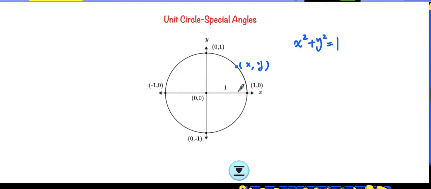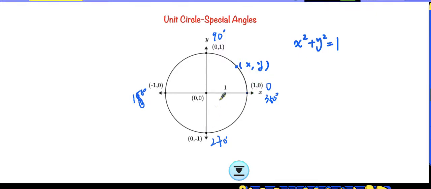And we mentioned there are some angles here where we can actually figure out the coordinates. For example, this one can be considered as 0 degrees, and this one is 90, 180. Oh, sorry, this one is 270. Of course, when we come back here, 0 degrees and 360 degrees have exactly the same coordinates.